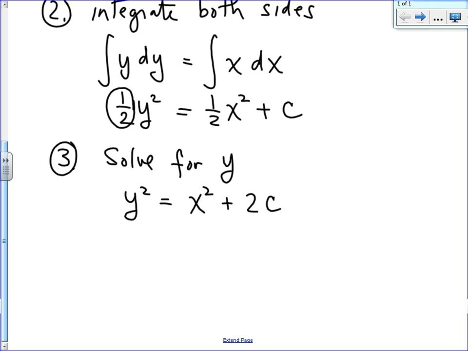Okay? I'm just doing algebra now. And so now what's next? Square root, okay? So we're going to say y is equal to the square root of x squared plus 2c. And I'm actually only going to take the positive end of the square root. I'm not taking the negative.